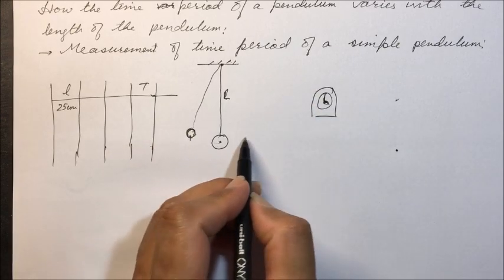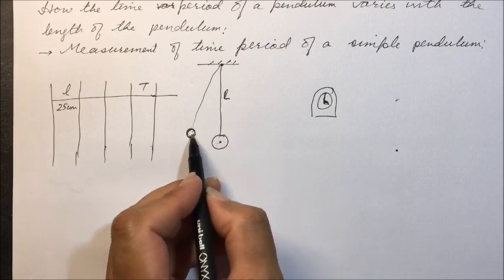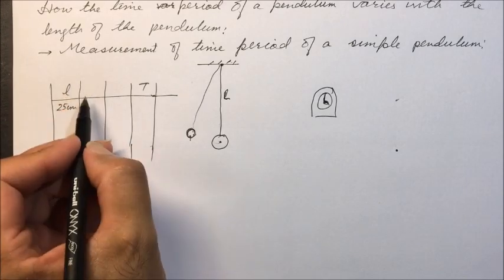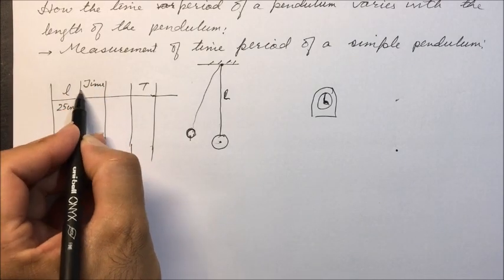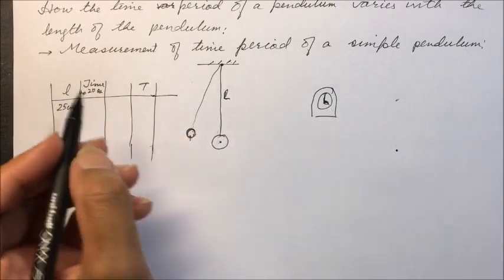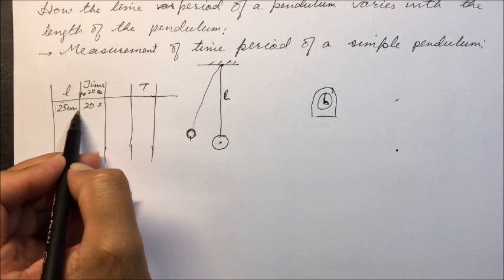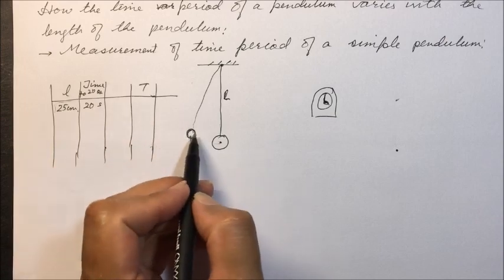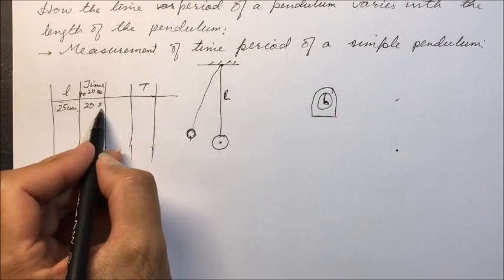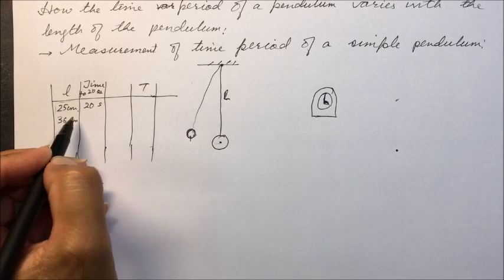I count the number of oscillations. For 20 oscillations, what time is being taken? I'll be calculating the time for 20 oscillations, and for example, it came out to be 20 seconds. So when the length was 25 centimeter, the time for 20 oscillations, measured using a stopwatch, is 20 seconds. Now I change the length, for example to 36 centimeter.